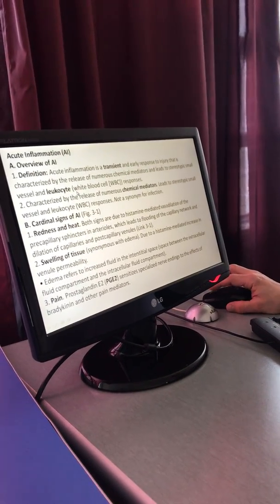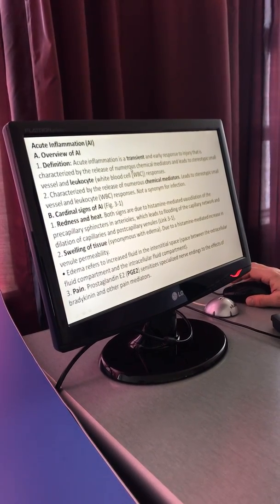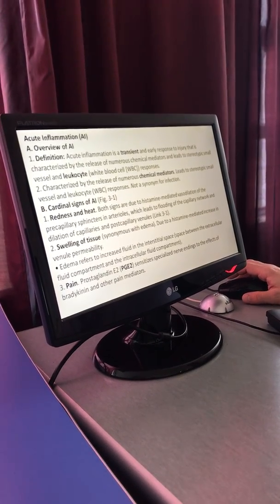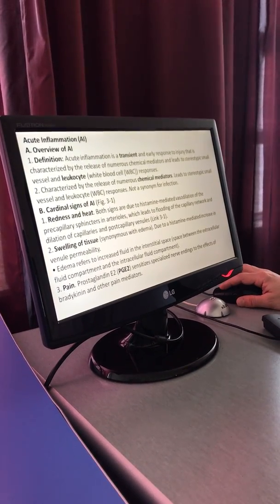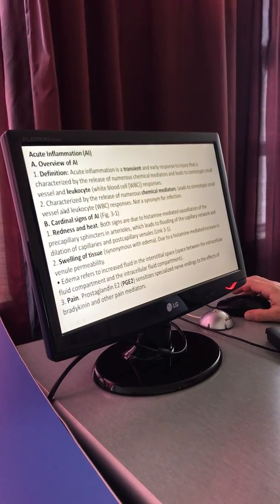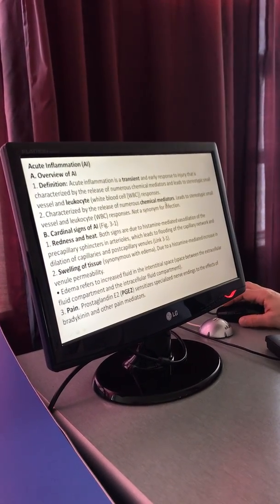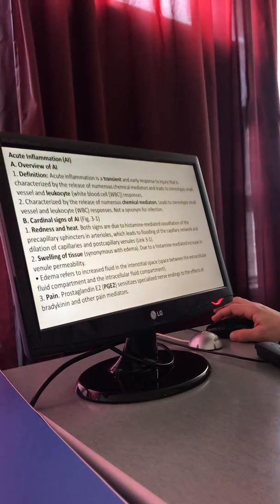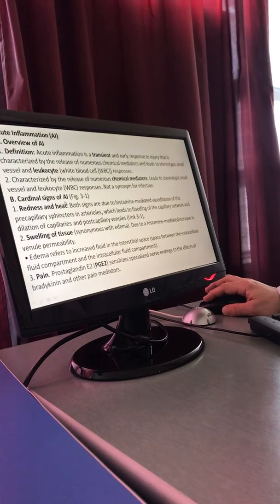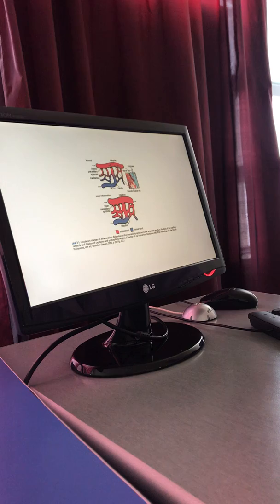So, in any type of inflammation, being acute or chronic, we have some chemical mediators. Chemical mediators are important, and so are the types of cells that respond. In acute inflammation, neutrophils are the predominant type of cell, and we have special types of chemical mediators that function here. Cardinal signs of acute inflammation. This is a clinical part in acute inflammation.